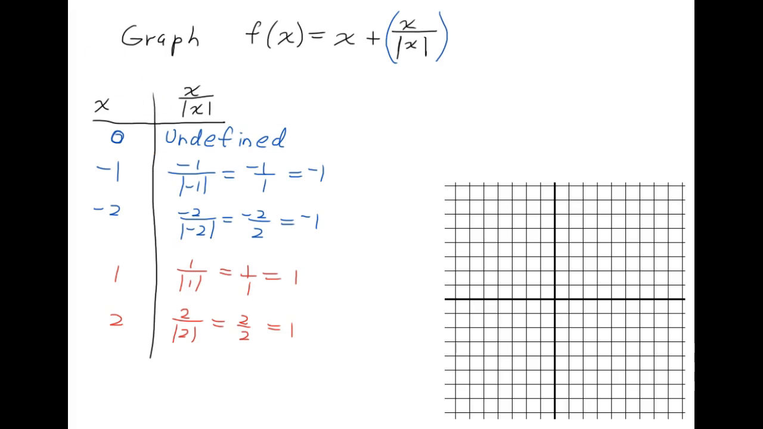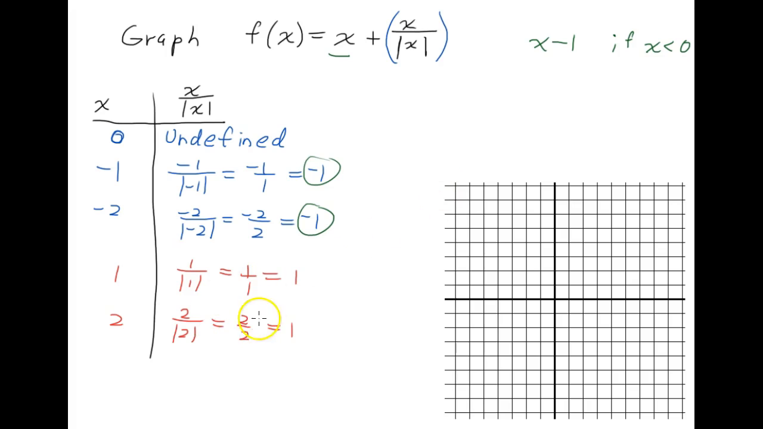So now we can start to build what we call a piecewise-defined function. So I can say if x is less than 0, we'll say that this is x minus 1. Because if x is less than 0, we're always going to have a negative 1 right here. So x minus 1, or plus negative 1 if you want to see it that way.